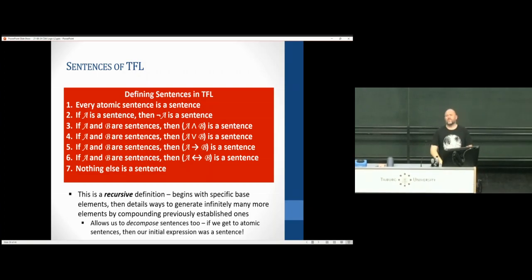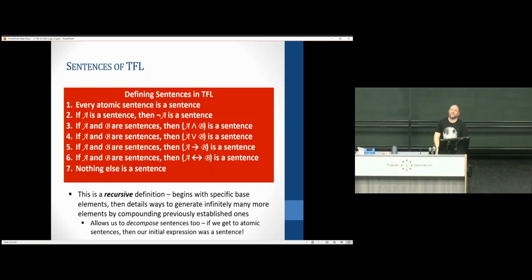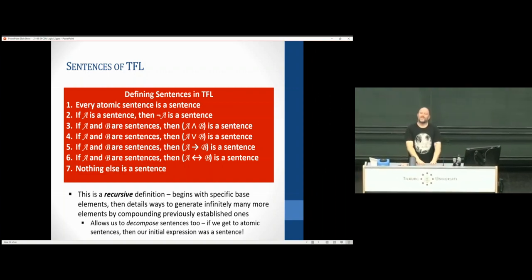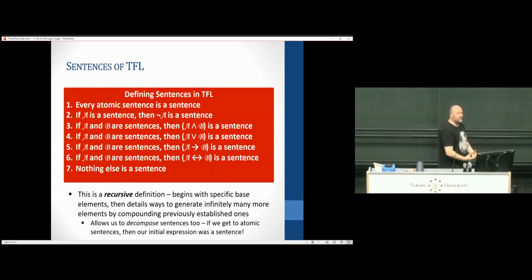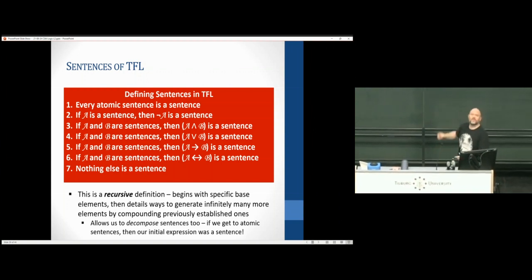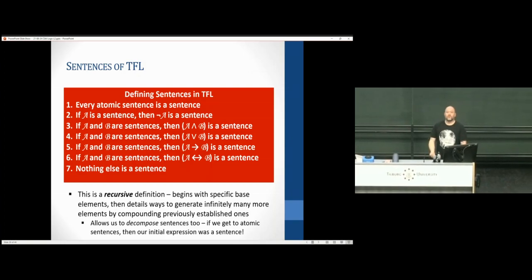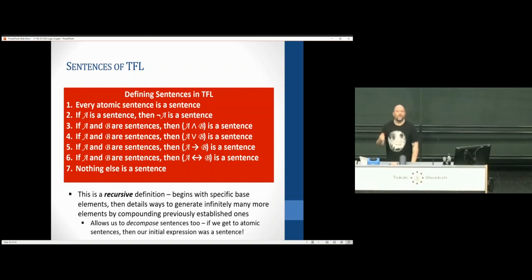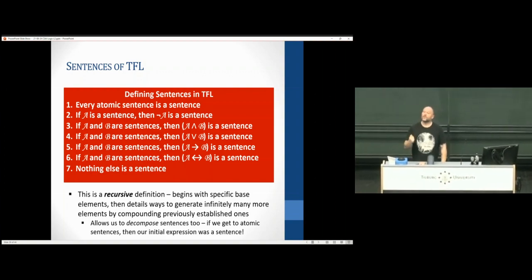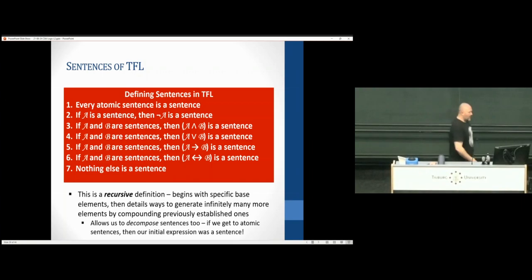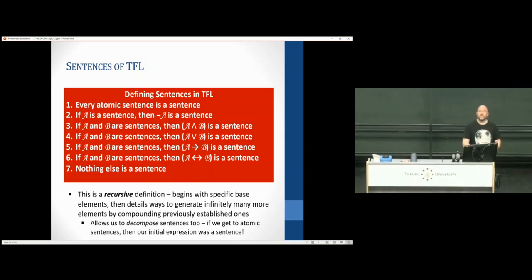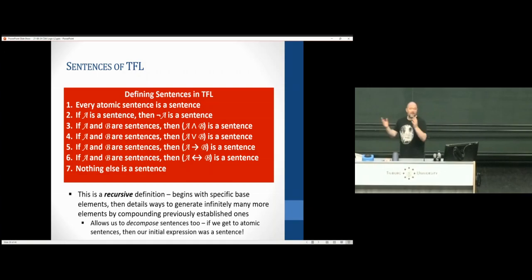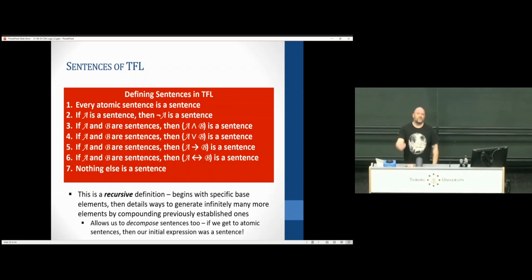But the best clause, my favorite clause, clause 7. Nothing else is a sentence. My rules. Right? If you don't follow the 6 grammar rules, 1 through 6, you're just an expression at best. Now, the really cool thing about this definition of a TFL sentence is it's recursive. It begins with specific base elements, in this case, the atoms, and details ways to generate infinitely many more using very specific steps.